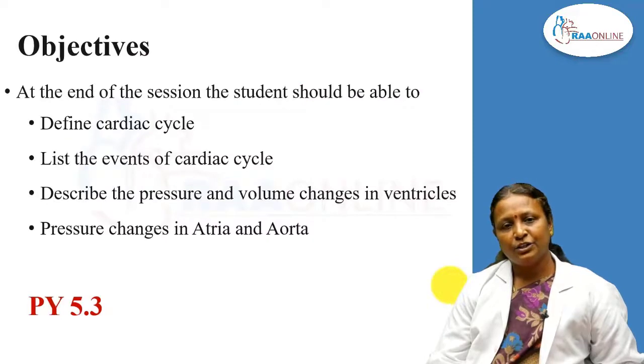At the end of the session, the student should be able to define cardiac cycle, list the events of cardiac cycle, and describe the pressure and volume changes in the ventricles and pressure changes that occur in atria and aorta. This comes under the physiology competency 5.3.